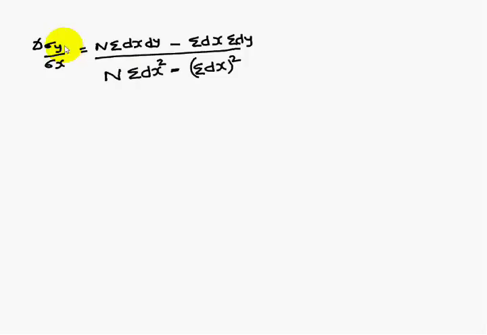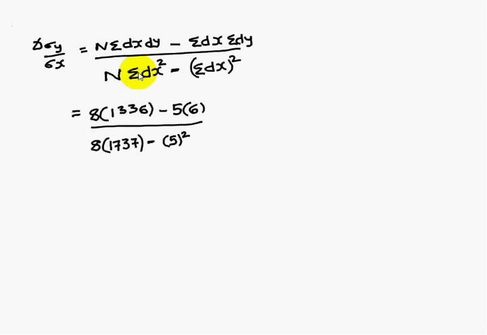In the regression equation formula we require this first. Therefore r into sigma y by sigma x is equal to this formula. Here n, the number of values, is 8. Therefore 8 into sigma dx dy, 1336, minus sigma dx, 5, into sigma dy, 6, divided by n again 8 into sigma dx square, 1737, minus sigma dx, 5, whole square. If you simplify this, you are going to get 0.76.